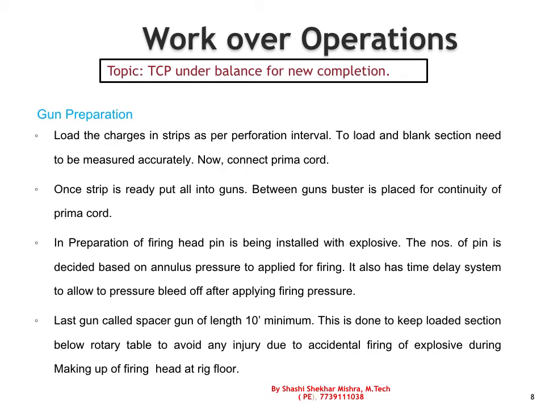And the last gun is called the special gun, which is of minimum 10 feet length, and it is kept above the loaded gun, because when we are making up the firing head at the rotary table or rig floor, if accidentally something goes wrong and the gun gets fired, no one should get injured on the rig floor because of the accidental firing.